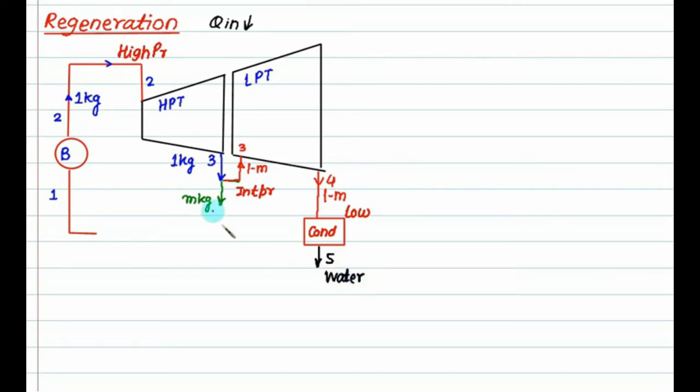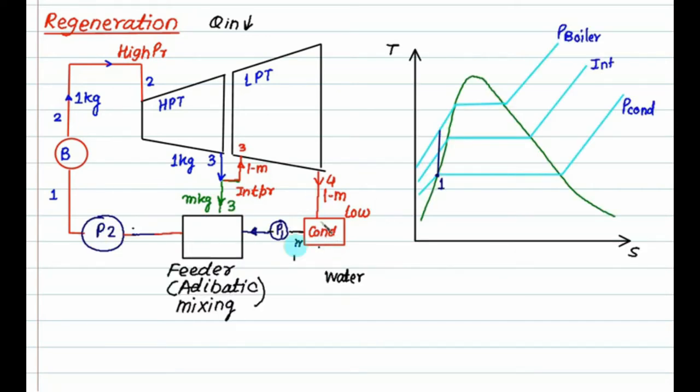This water and this steam are mixed in one adiabatic chamber. This one is low pressure, and this is intermediate pressure, taking place at intermediate pressure. And then this goes to another pump, and finally it goes to 1, which is at high pressure.